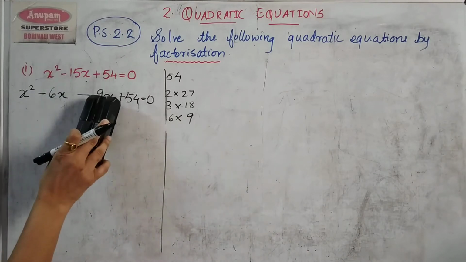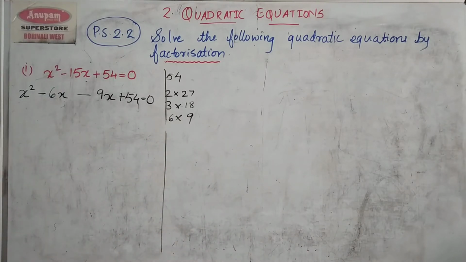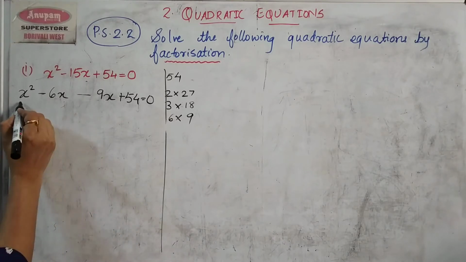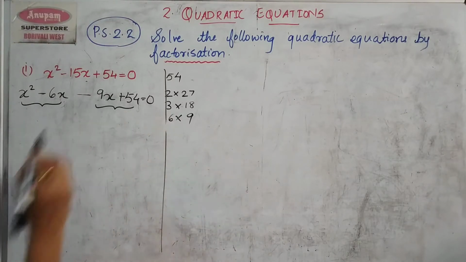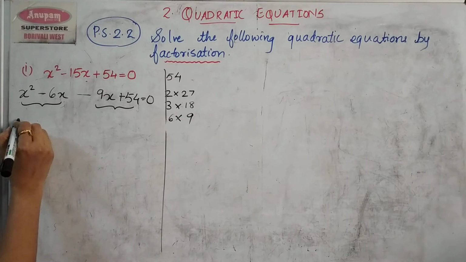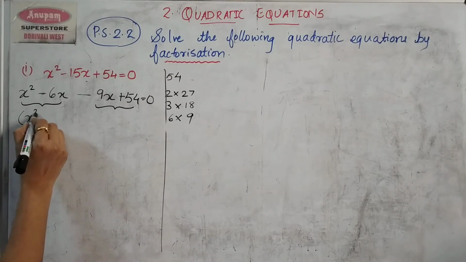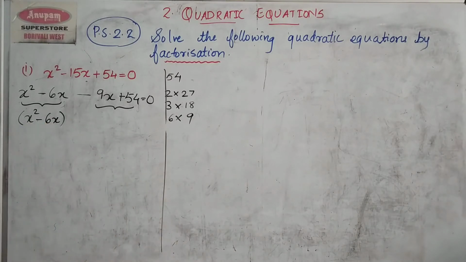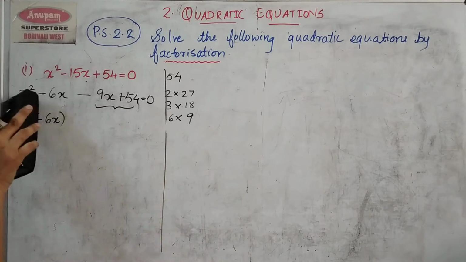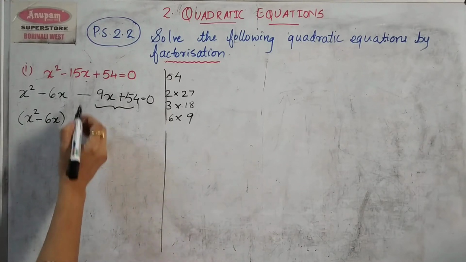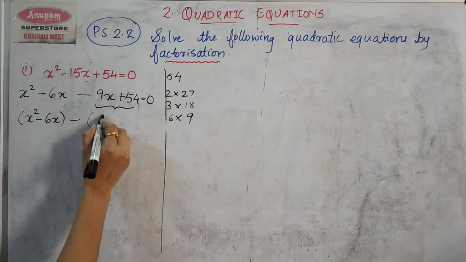Now let us solve further. Now in the next step we make the groups of 2. So I'll make the groups of 2. Okay. Now, so this will be x square minus 6x. This is the first group. And what is the second group? Let me check. This minus sign we write down as it is, 9x and 54.